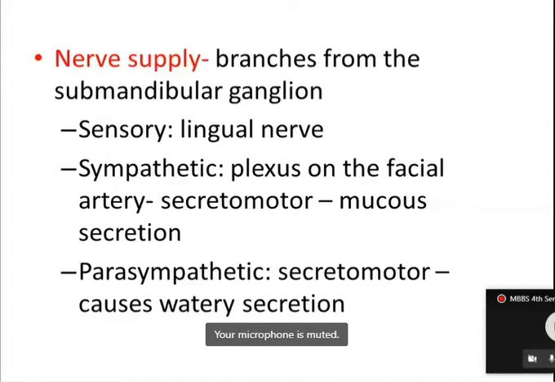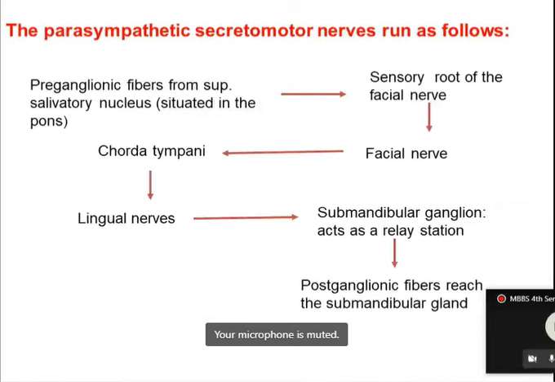So parasympathetic supply to the submandibular gland, or the parasympathetic secretomotor nerves, they run as follows. Preganglionic fibers from the superior salivary nucleus, situated in the pons, run via the facial nerve. It passes through the chorda tympani nerve, a branch of the facial nerve, then it passes through the lingual nerve, and it relays in the submandibular ganglion. Okay, that is the relay station, and the postganglionic fibers reach the submandibular gland to supply the secretomotor supply to the gland.